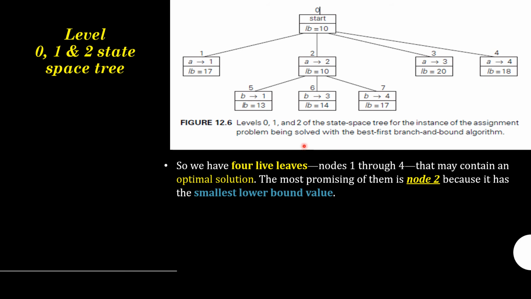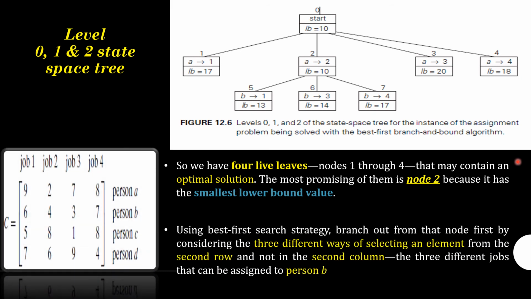See here, the 0th level is constructed and the first level is also constructed. And what about the second level? How to construct the second level of the tree is important, so let us see. We have 4 live leaves, that means nodes 1 through 4, 1, 2, 3, 4, that may contain an optimal solution.